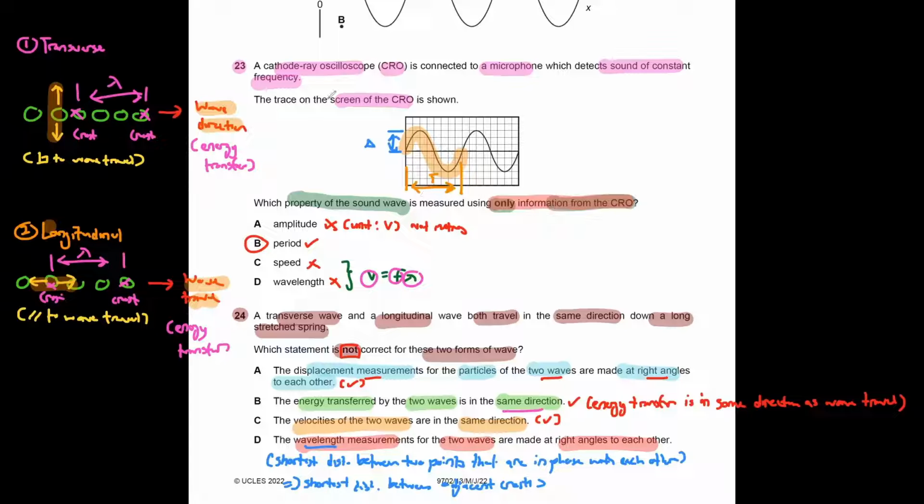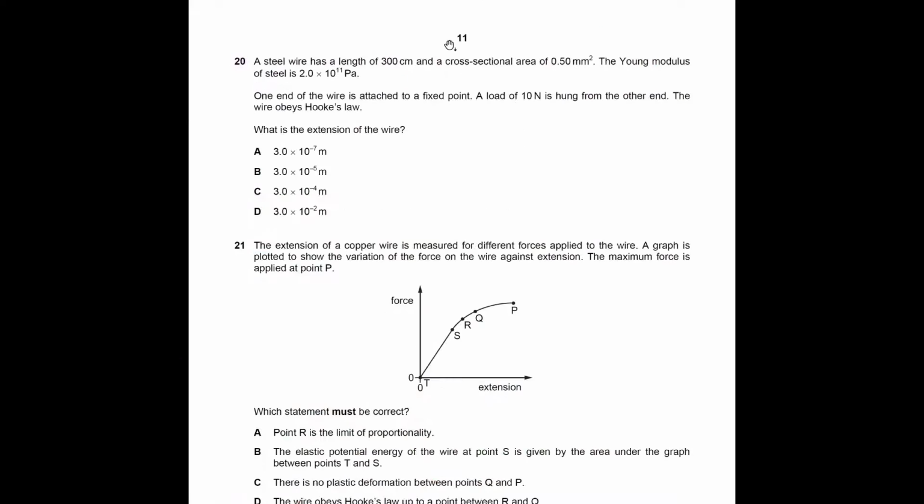So the direction in which I measure the wavelengths is actually the same. You see, I'm trying to measure horizontally across these 2 points. This one is also measured horizontally across these 2 points. So here they say wavelength measurements for the two waves are made at right angles to each other. This is actually the wrong one. They actually measured along the same direction. So answer here would be D. Okay. So that's for this particular question. Then let me clear this one off and move to the next one.